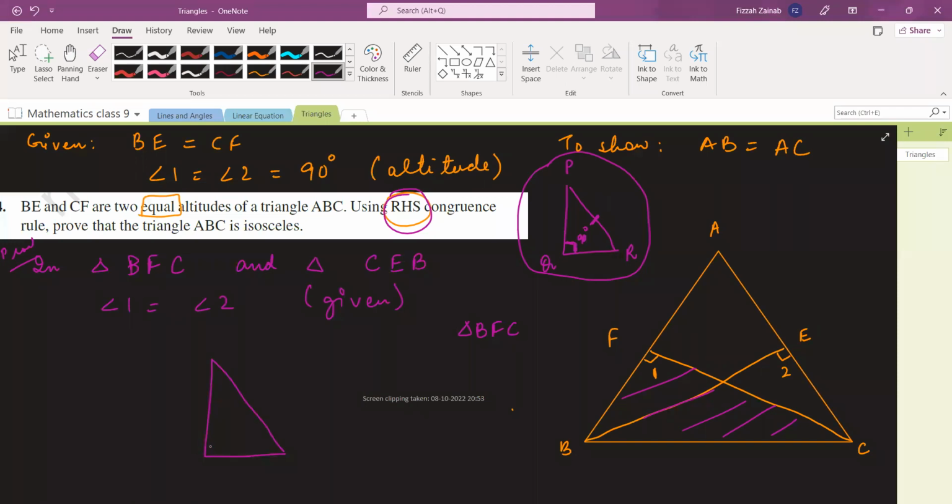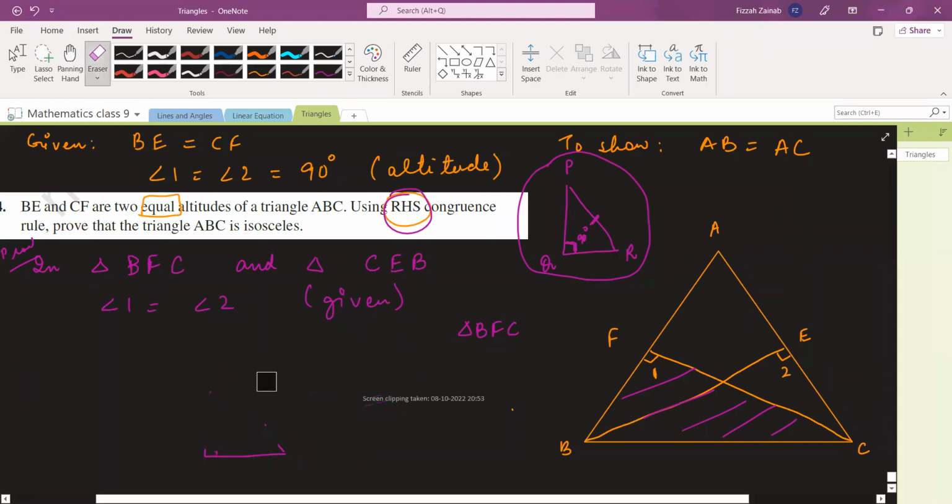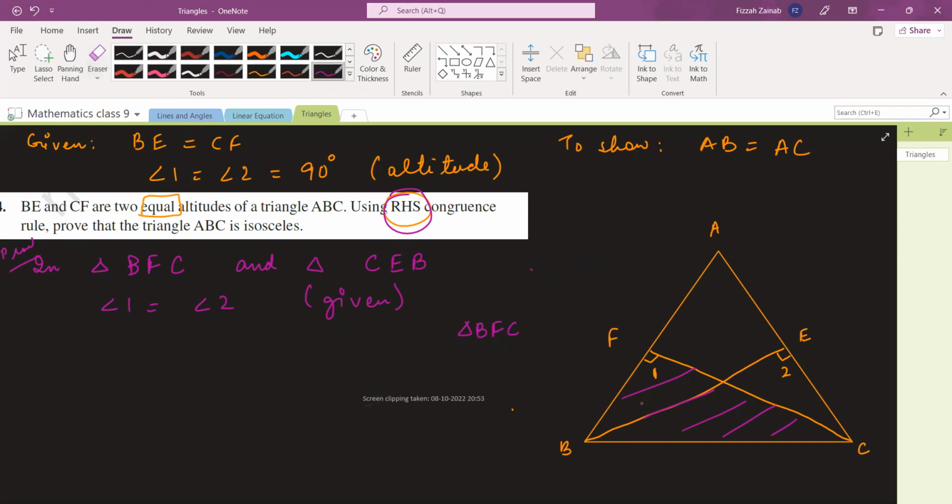Everybody see here. Very good. If this angle is 90 degrees, the side which is opposite to this is the hypotenuse of this triangle. The longest side of the triangle is called the hypotenuse. You have already learned about Pythagoras theorem and everything. All right. Now you come back to your triangle BFC, right? So this angle 1 is 90 degrees. So which side is hypotenuse?